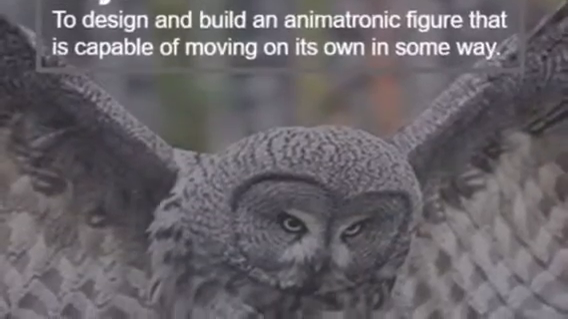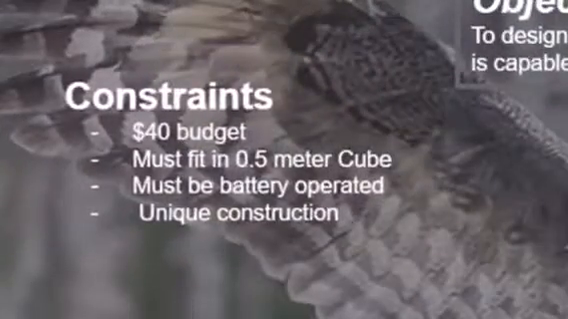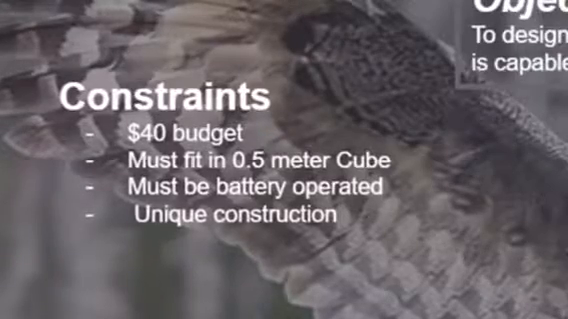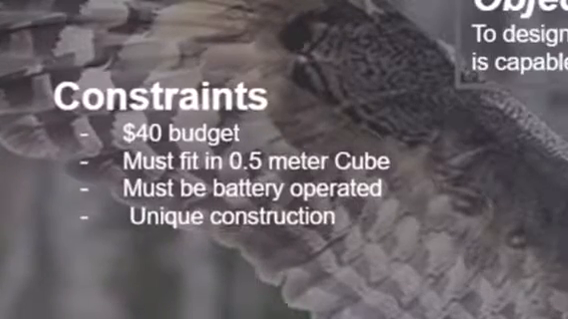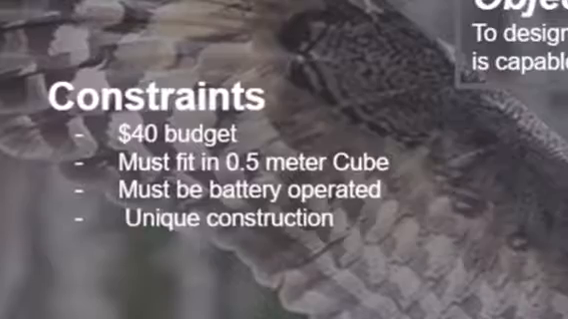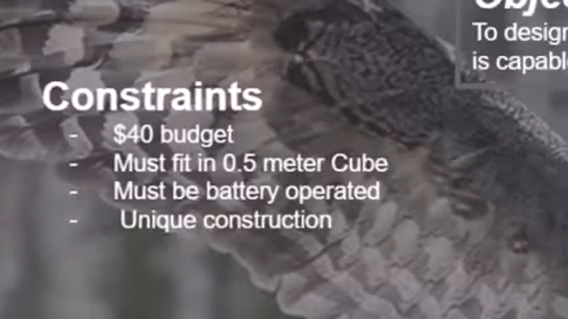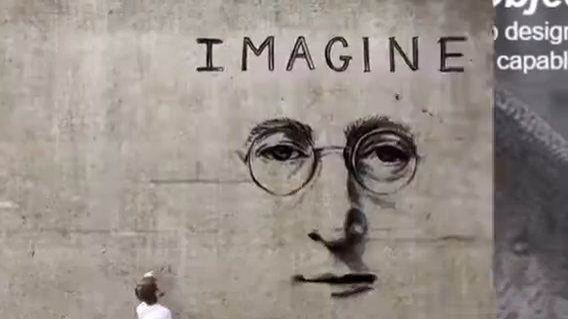The requirements and constraints for this project were that we had a $40 budget, the animatronic must be battery operated, it must move on its own in some way, and it must fit inside a cube that is 0.5 meters on every side. Next was imagine.